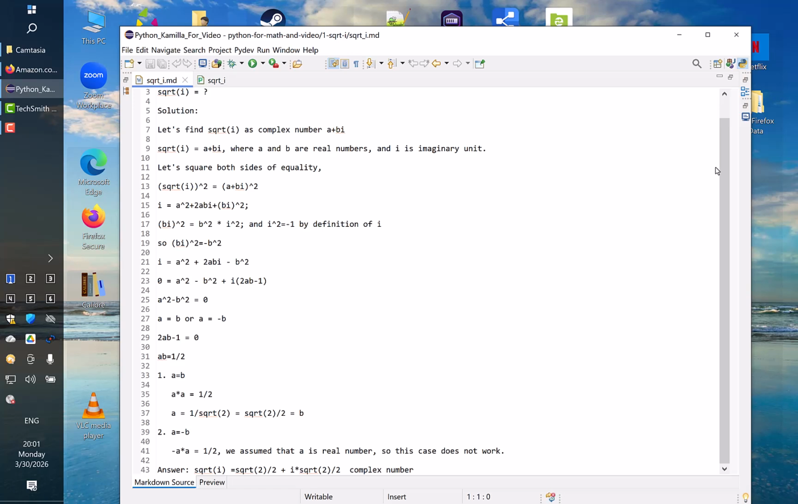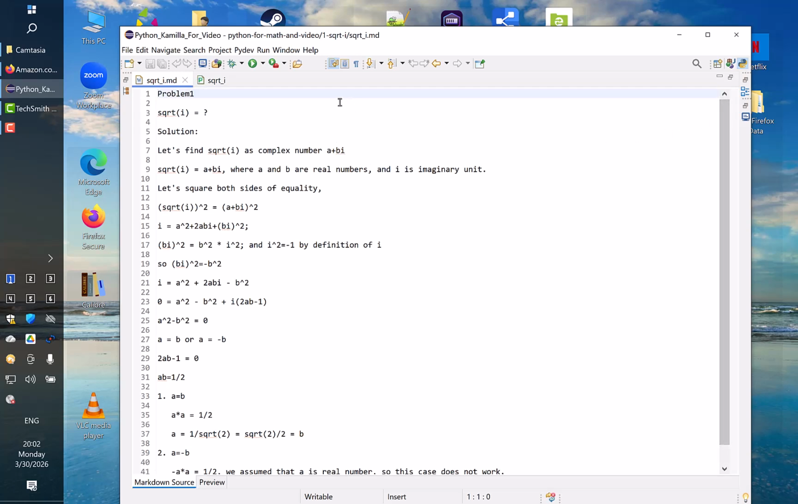So consider the second case, a is equal to negative b. We have negative a times a equal to 1 over 2, but we assume that a is a real number, so this case doesn't work. So the answer will be: the square root of i is equal to square root of 2 divided by 2 plus i times square root of 2 divided by 2, a complex number. So this way we solve it by hand.